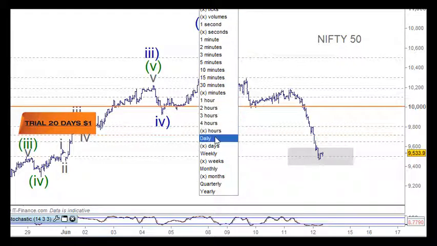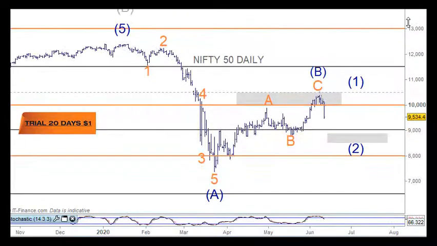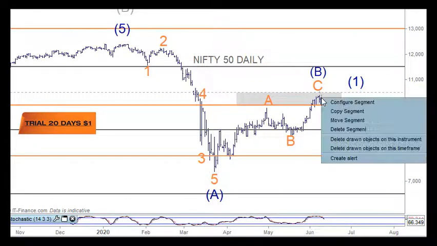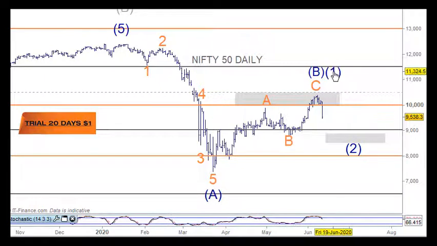So I want to go back to the daily chart for a moment. With this here, we can have it as an A and a B and a C wave here. Okay, so I want to leave that there, but we can also have this here as wave 1 and wave 2 coming back here.